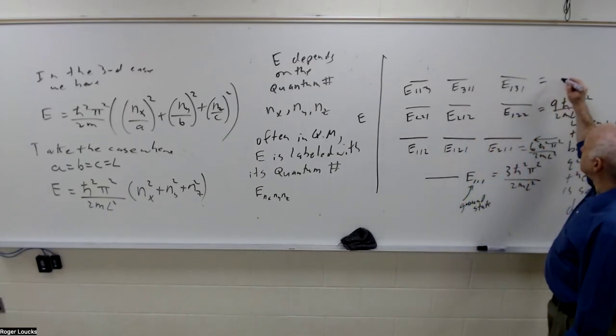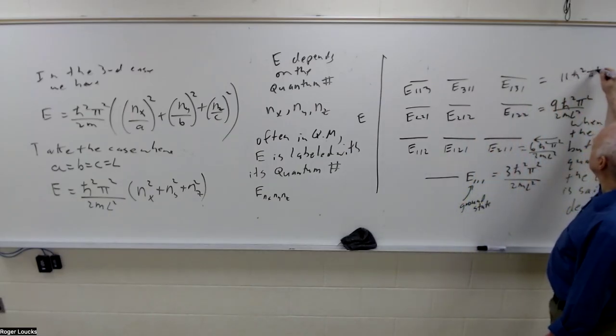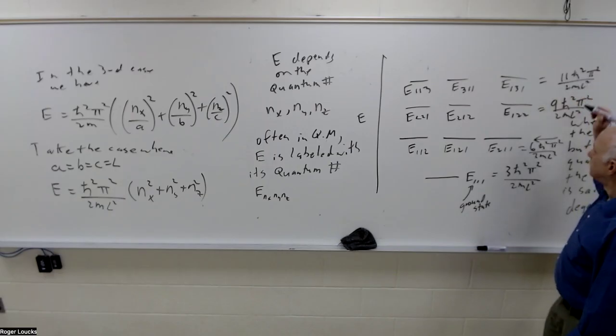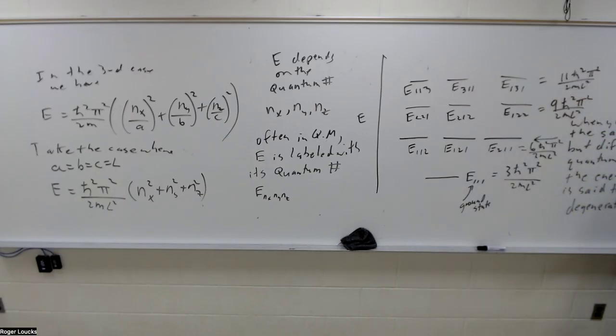And this one will be the 11 h squared pi squared over 2 ml squared. Okay, we'll stop after the next one, because it starts getting harder. What's going on? It's not hard, but it's just kind of a pain. What's next?